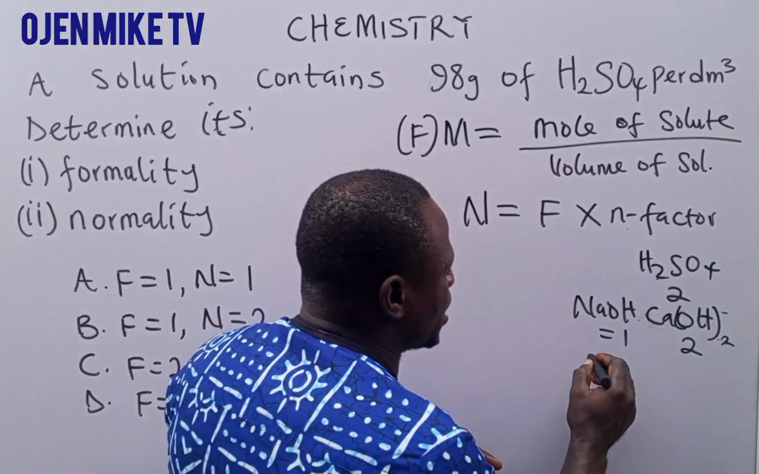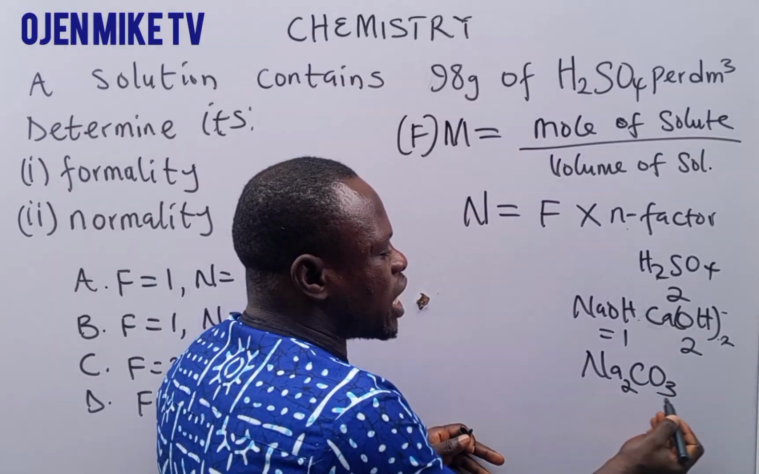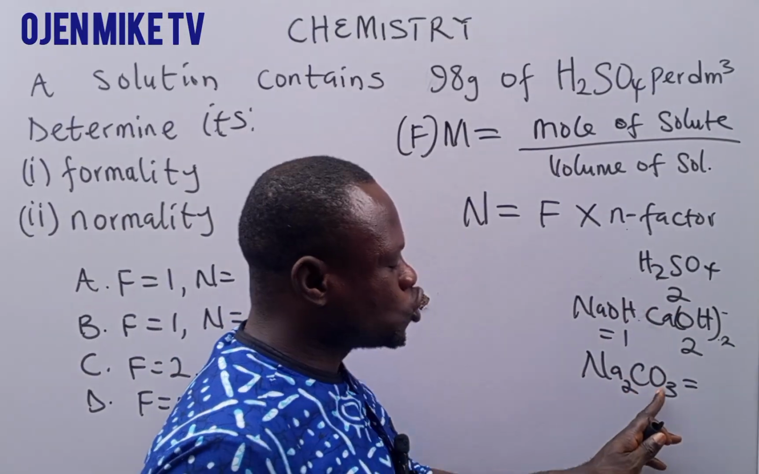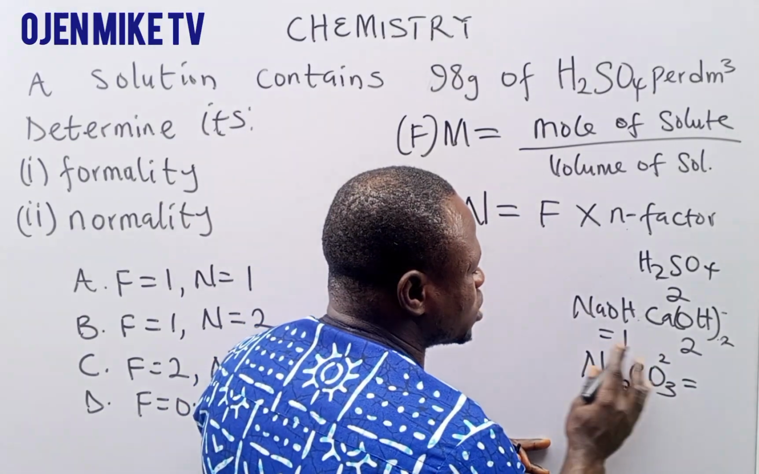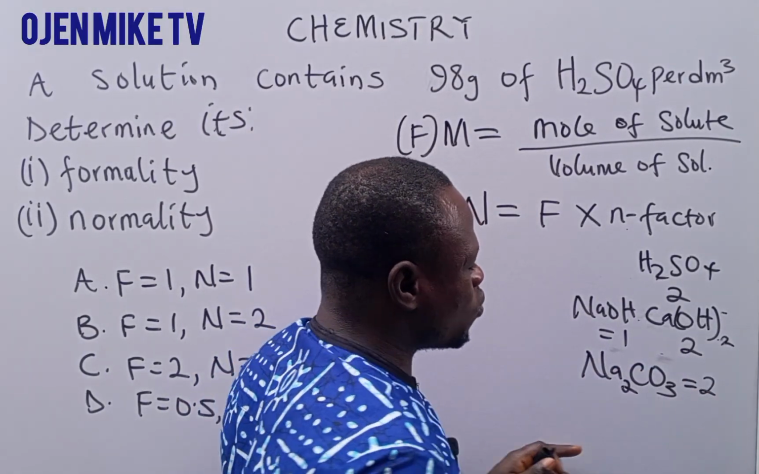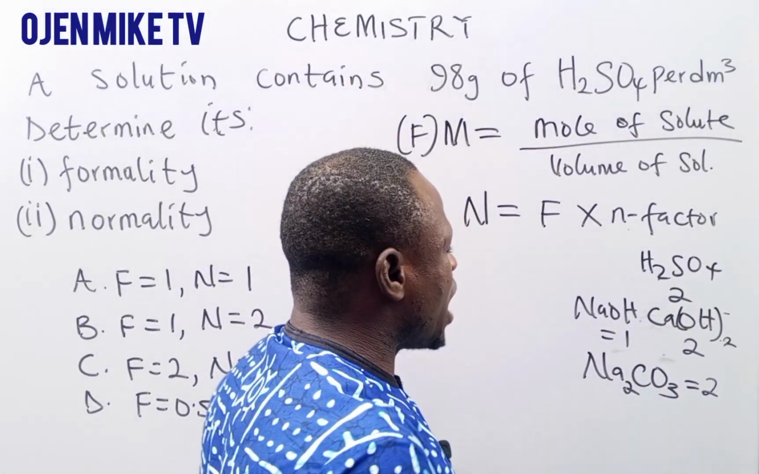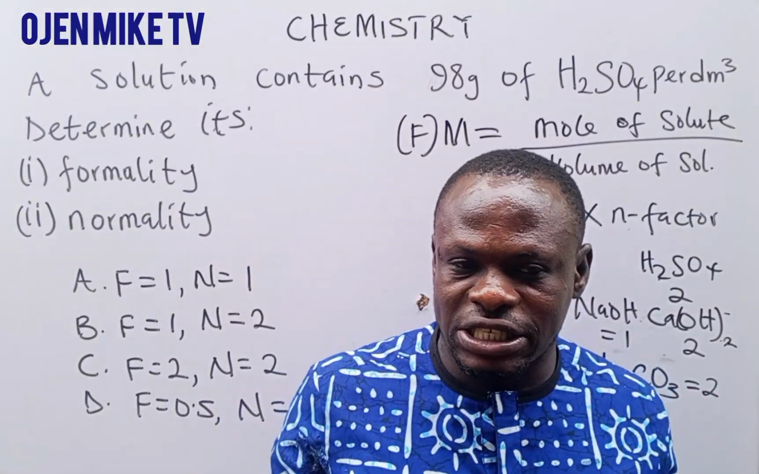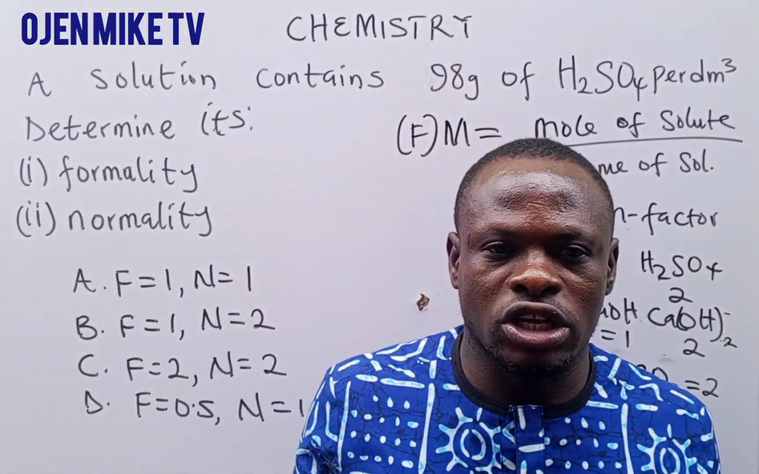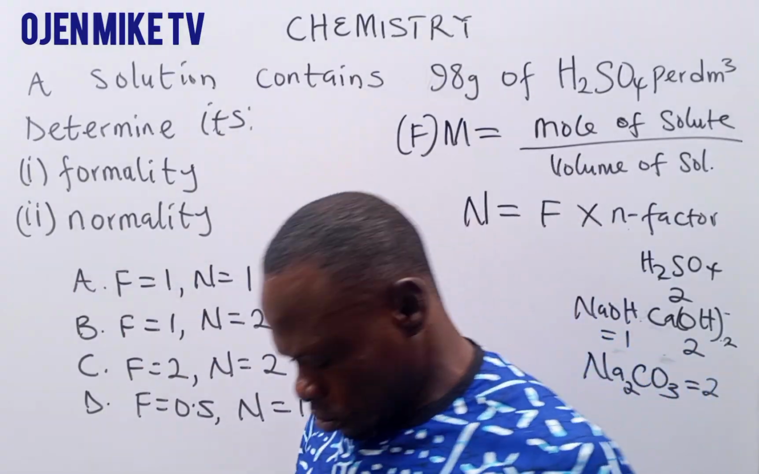Then for salt, if you have something like Na2CO3, the total number of charges here will be 2, because of this 2. This one will exchange radical. Now for redox reaction, a detail of this normality and formality is uploaded on my YouTube channel. Look at the YouTube channel. Now let's go back to this question.